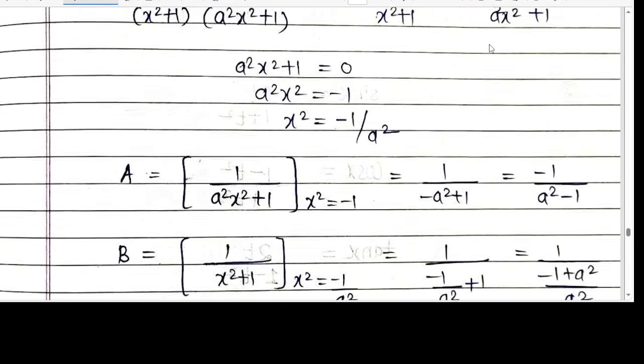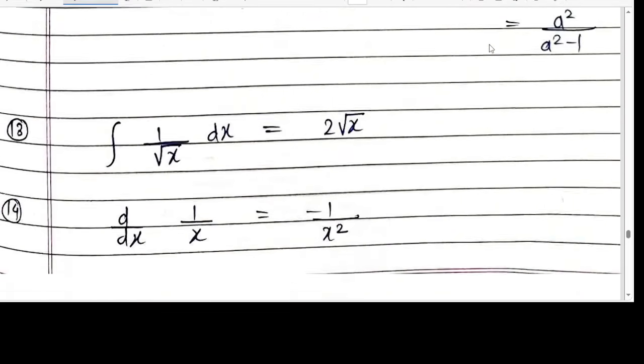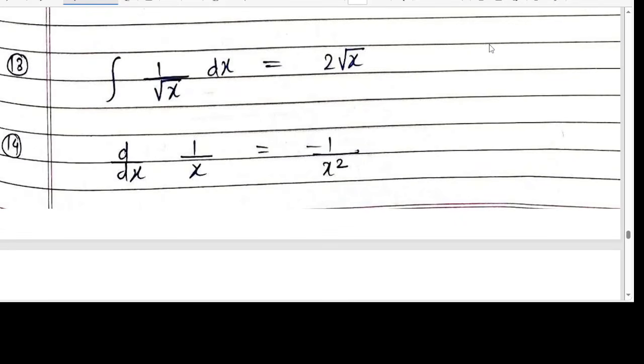We know the partial fraction. Sometimes we have to use partial fraction also. This is again one of the basic formulae: integration of 1 upon root x dx is equal to 2 times root x, right? Integration of 1 by x square is equal to minus 1 by x. Derivative of 1 by x is minus 1 upon x square.